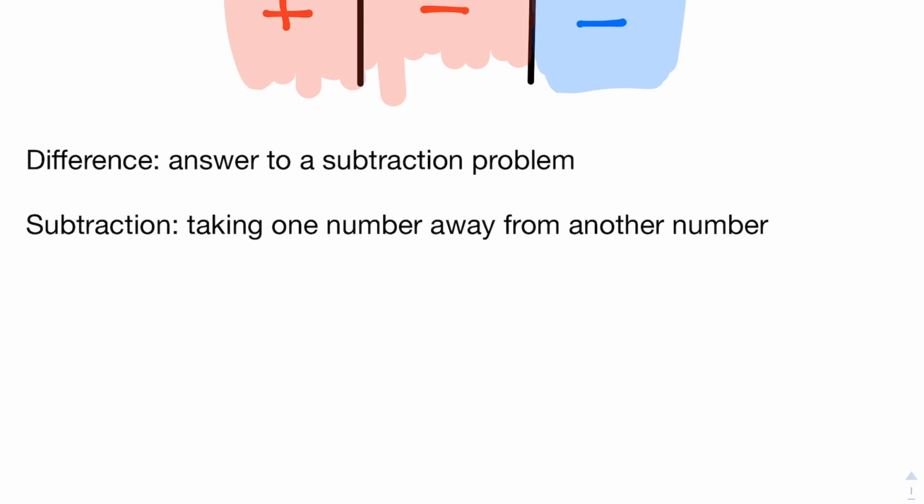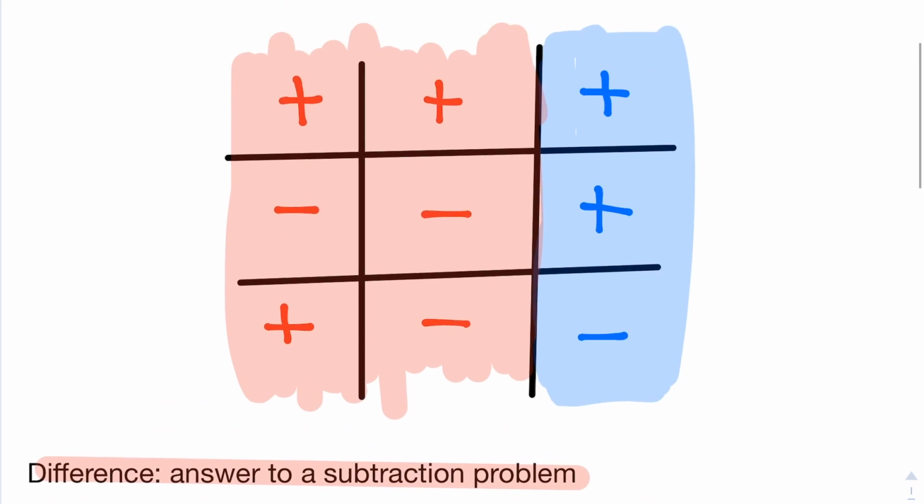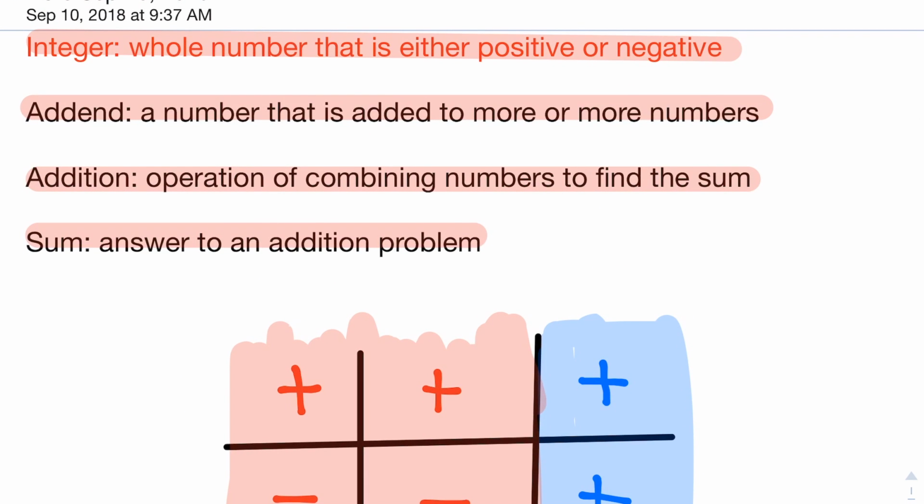Okay, today we're going to be talking about subtracting integers, but we're really just going to be doing adding integers. First thing I'm going to do is go ahead and talk about our keywords for this activity. Difference is the answer to a subtraction problem, and subtraction is the operation of taking one number away from another. And I'm also going to go back and review the terms for adding integers also.